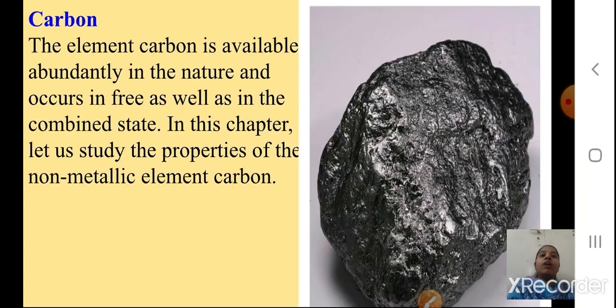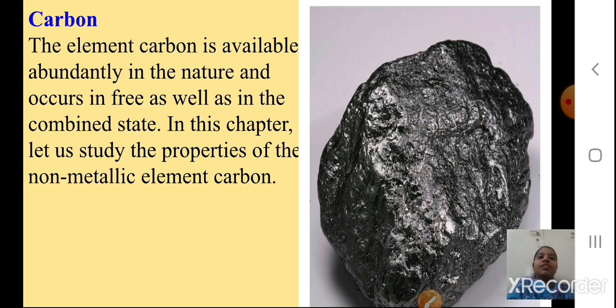Okay students, so now starting with, we'll see a short introduction about carbon. The element carbon is available abundantly in nature. You can see the picture also. It occurs in a free as well as in a combined state. So you can get it freely also, or you may get it in the combined state. Now you have carbon dioxide gas, there it is in combined state with the oxygen. In this chapter, we are going to study the properties of the non-metallic element carbon.